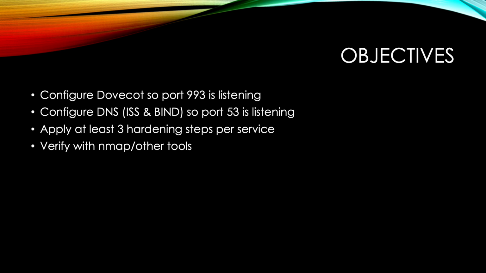So for the project that we're doing, there are some objectives. The first being to research and configure IMAPS using the Dovecot mail server on the Linux host that will ensure that it is listening on port 993. Then to configure DNS servers using IIS on Windows and BIND on Linux, ensuring that both of them listen on port 53. And then to apply at least 3 hardening techniques to each service to strengthen their security.